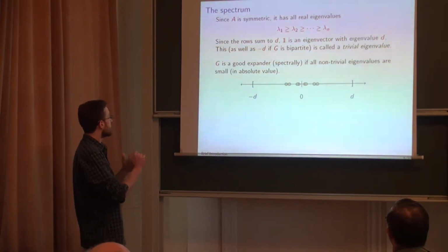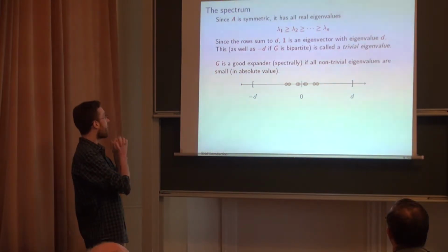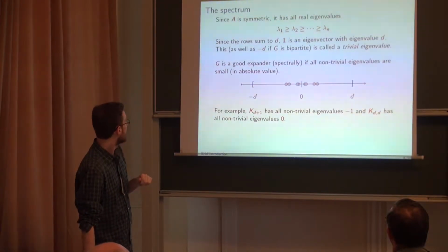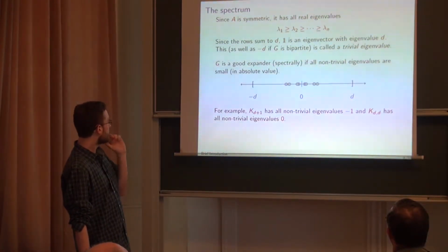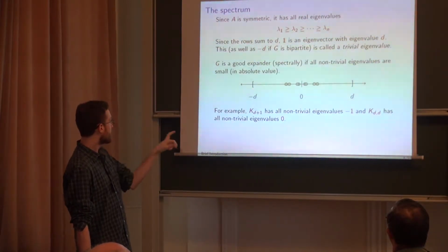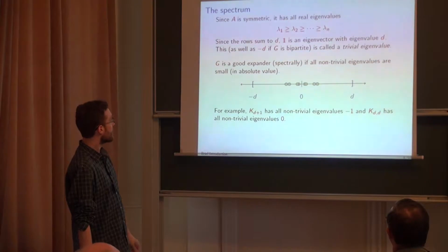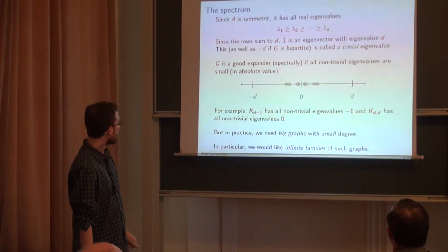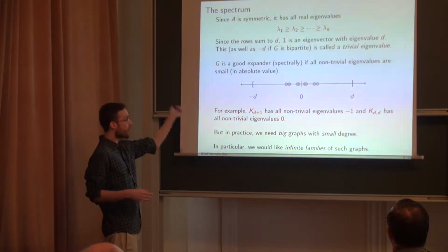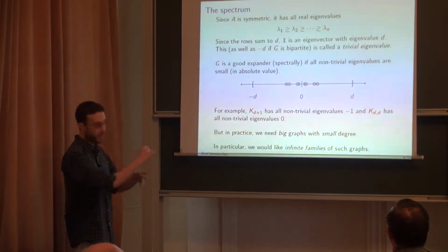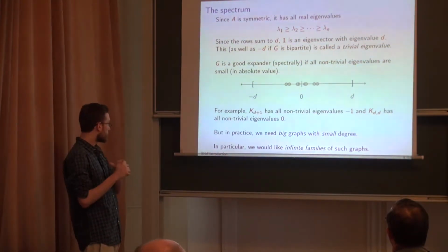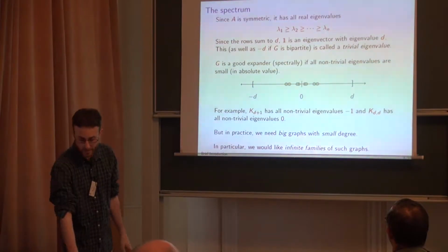Now, G is considered to be a good expander spectrally if all of the non-trivial eigenvalues are small in absolute value. So for example, the complete graph has all non-trivial eigenvalues of -1, and the complete bipartite graph has all non-trivial eigenvalues of 0. The problem is that we need big graphs with small degree. These are small graphs with small degree. We can usually get big graphs with big degree. But we need big graphs with small degree. In particular, we would like infinite families of such graphs.